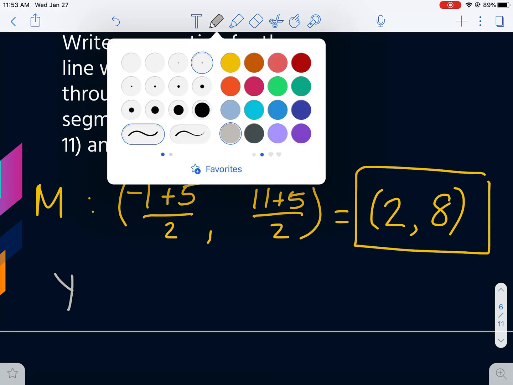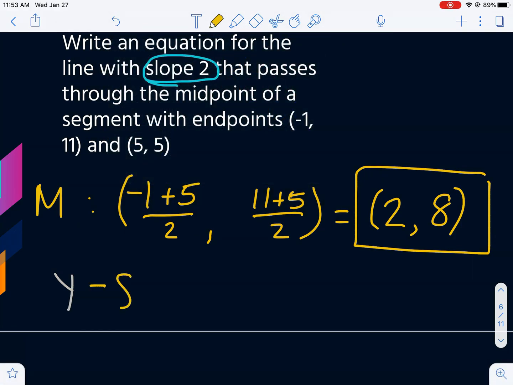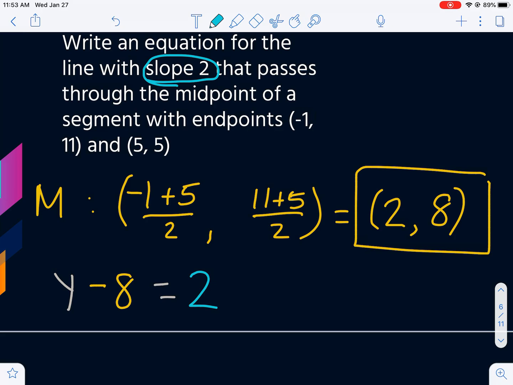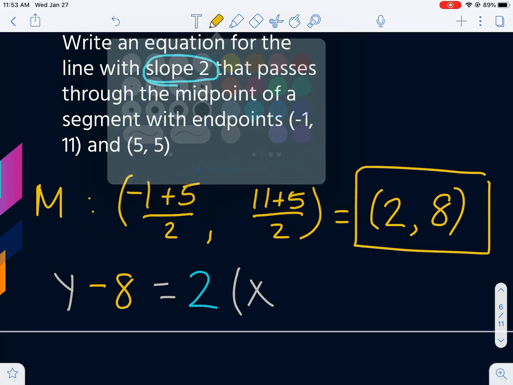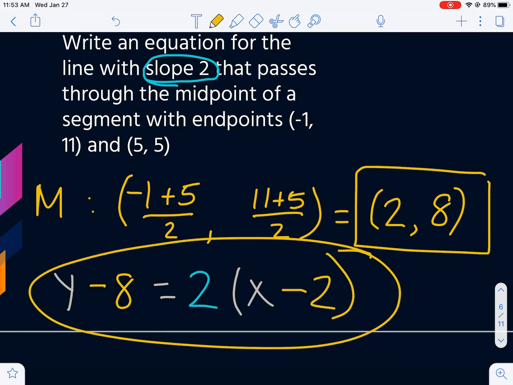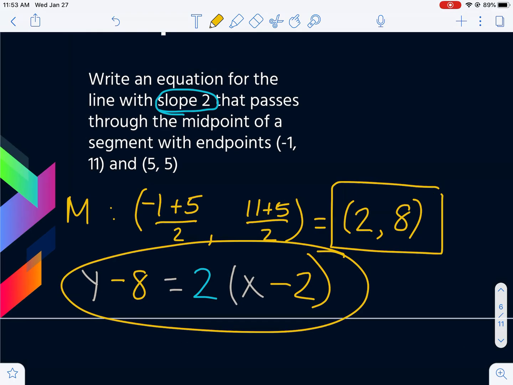So I'll have y minus 8 equals my slope 2 times x minus my x value 2. And again, if it says that it has to be in slope-intercept form, I need to distribute my 2 and add my 8 over. But if it doesn't say that, I can stop right here.